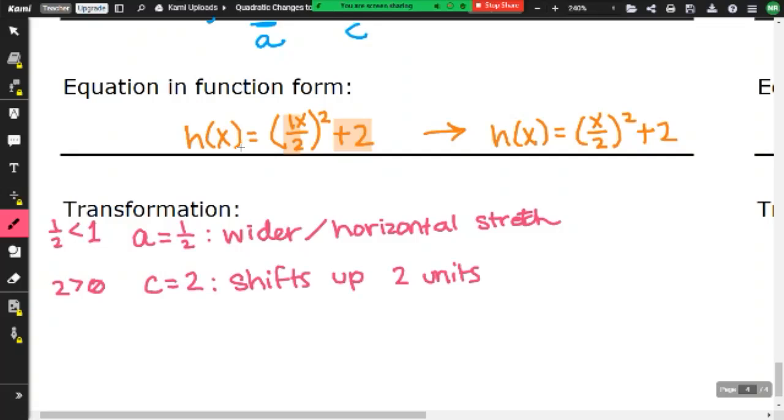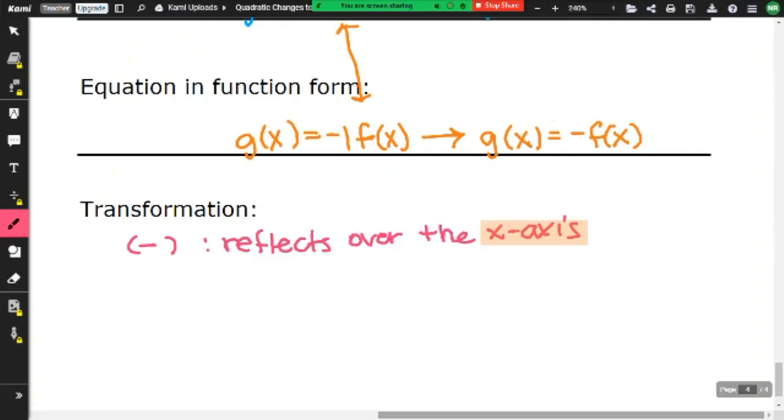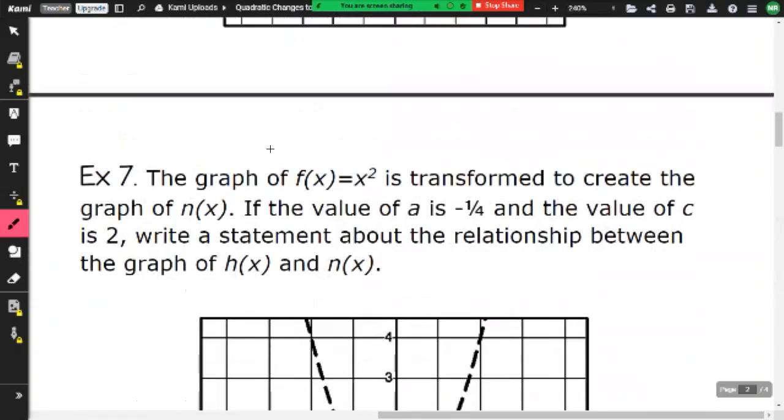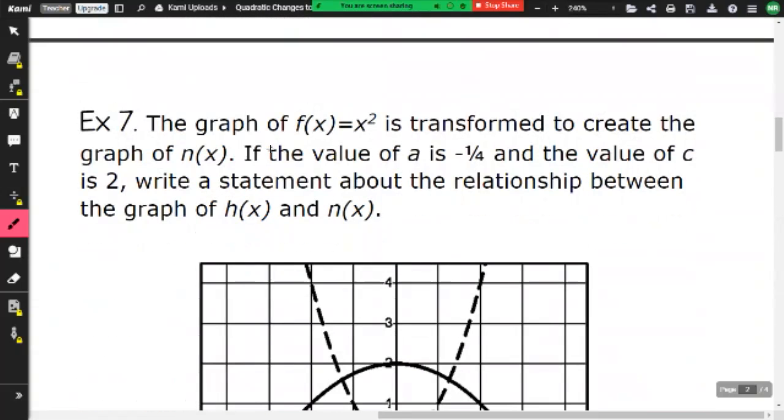Last one. Ready? Okay. All right, number 7. This is the one I messed up on my notes. So we're going to use f of x equals x squared. The graph doesn't match with the words. So f of x equals x squared, and it's used to create the graph of n of x.